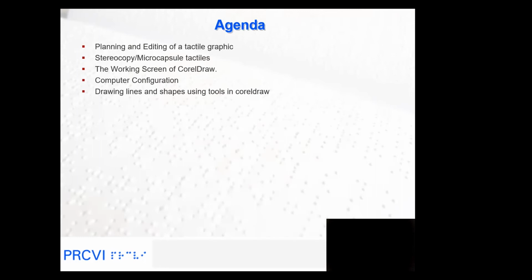We will start with planning and editing of a tactile graphic. What is needed to produce a stereocopy or a microcapsule tactile? We will look at the working screen of CorelDRAW. We will look at commonly used tools in CorelDRAW to make a tactile for our braille using students. How to configure the computer to get braille dots. Drawing lines and shapes using tools in CorelDRAW. In the last slide, we'll see CorelDRAW part two webinar, what we are going to do in our next webinar.